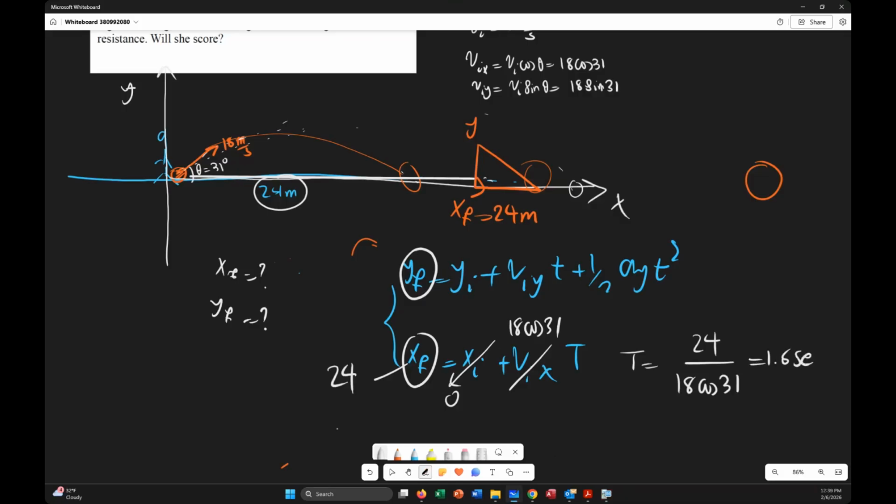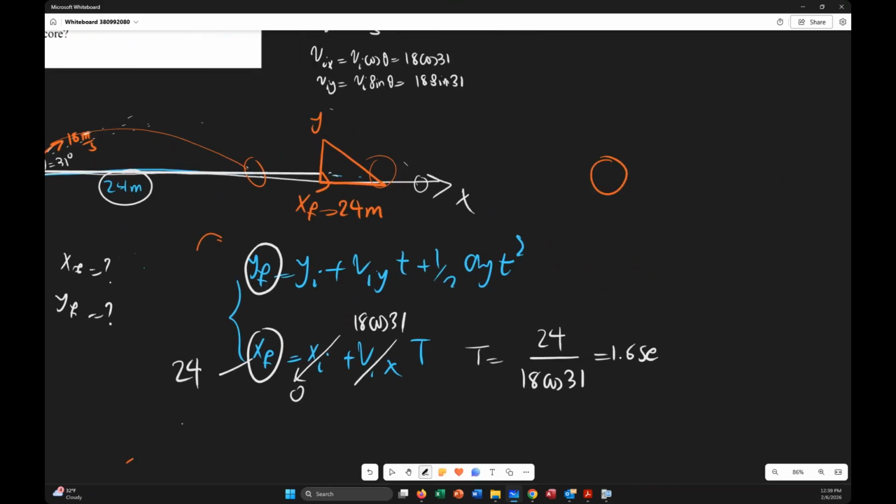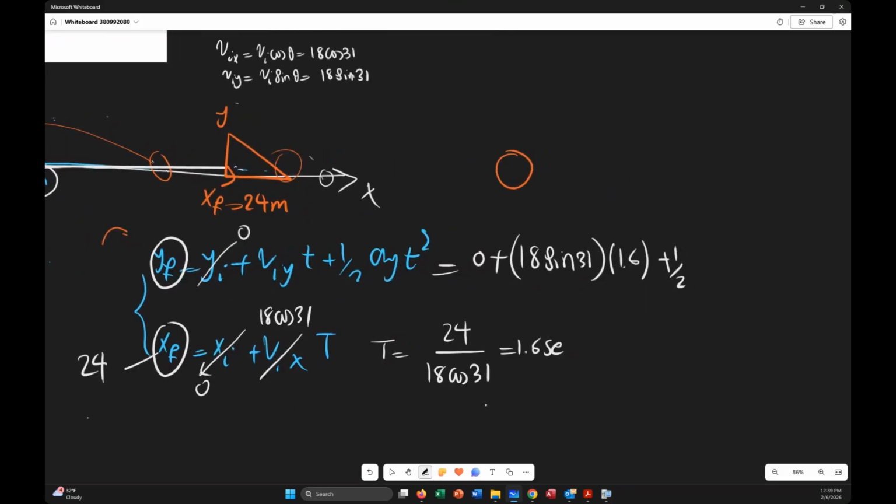1.6 seconds. Okay. So if I want to see what the y value is when the time is 1.6, what I do is just plug it in here. It's going to be equal to y0, which is 0, plus VIY, which is 18 sine 31, multiplied by the time, 1.6, plus 1 over 2 times the acceleration, negative 9.8, times the time, 1.6 to the power of 2.